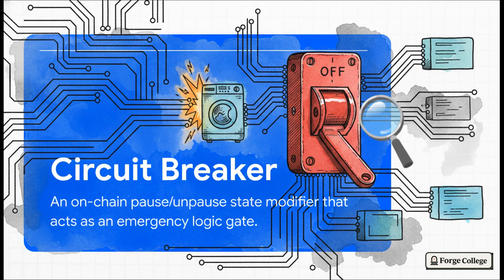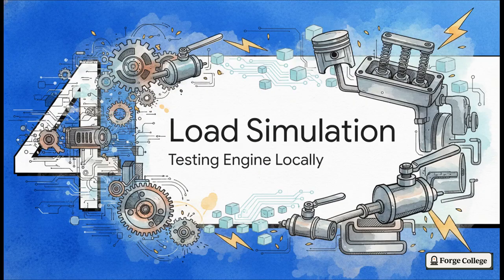By putting a simple on-chain pause and unpause state modifier into your contract, you're giving yourself that exact same emergency logic gate. You can immediately stop the system if some critical, unforeseen bug surfaces post-deployment. Section 4 already. Running the load simulation.